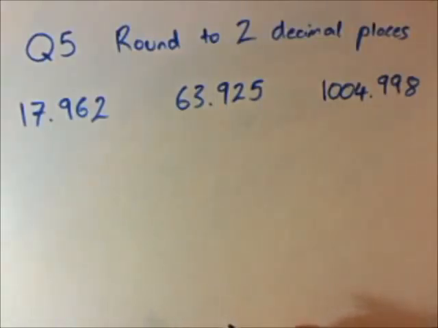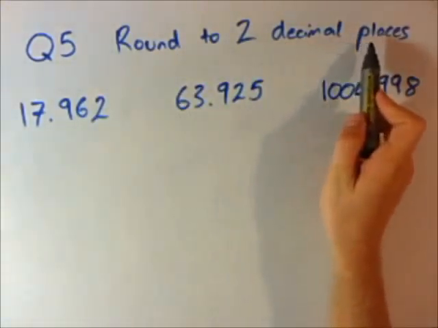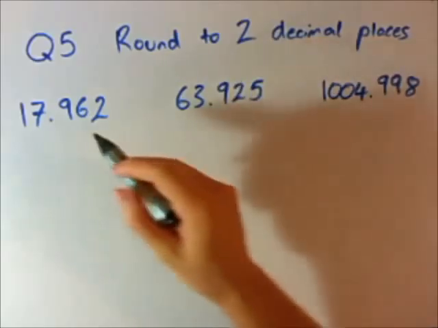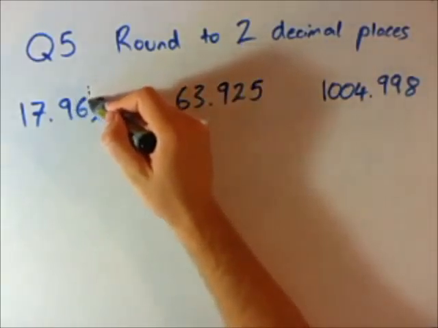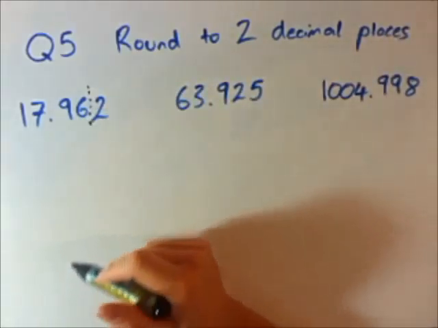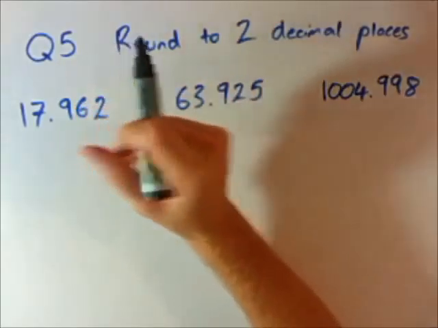Question 5. In this question, we're rounding these 3 numbers to 2 decimal places. And that means we're rounding it to 2 numbers after the decimal point. So it'd be like cutting the number off here. We only want 2 numbers after the decimal point. Now there's only one trick to this.